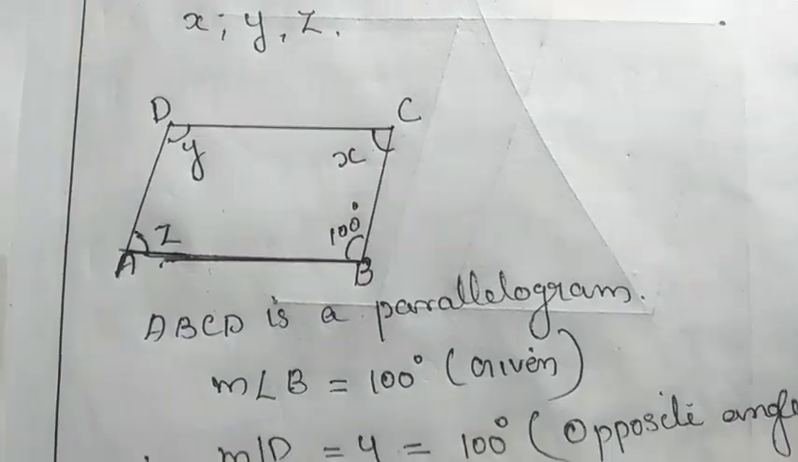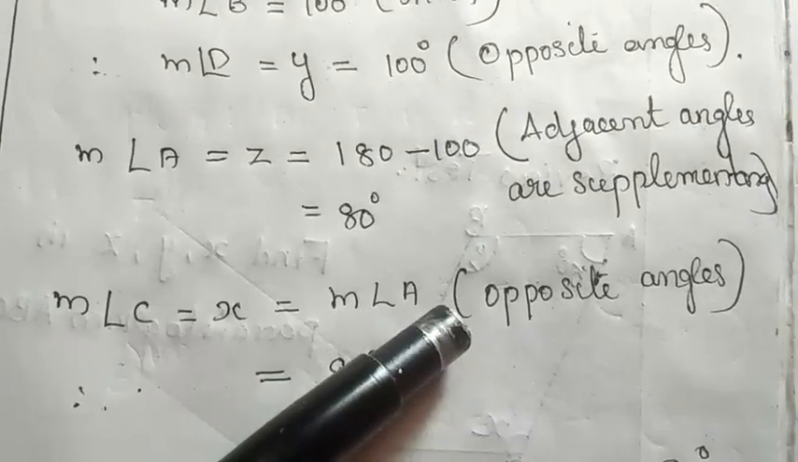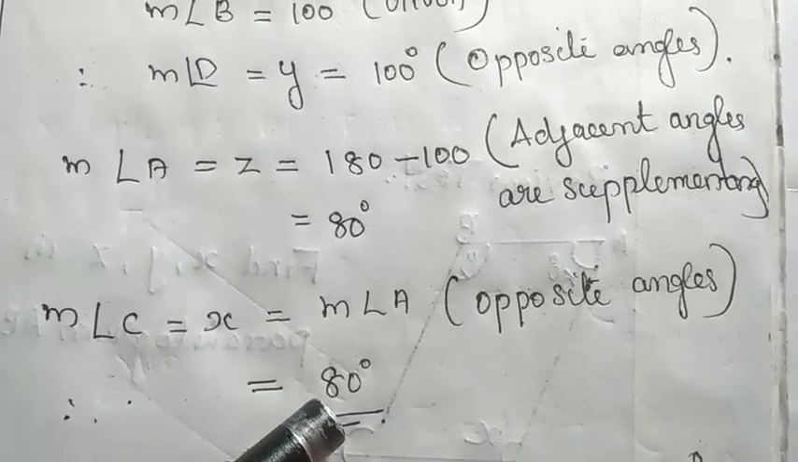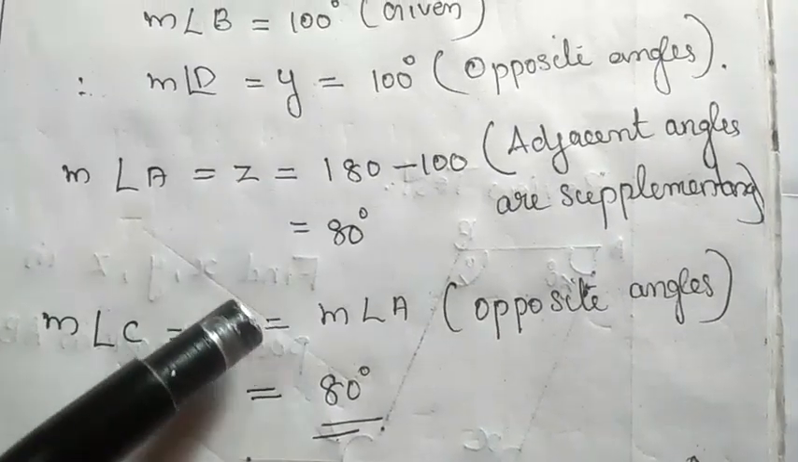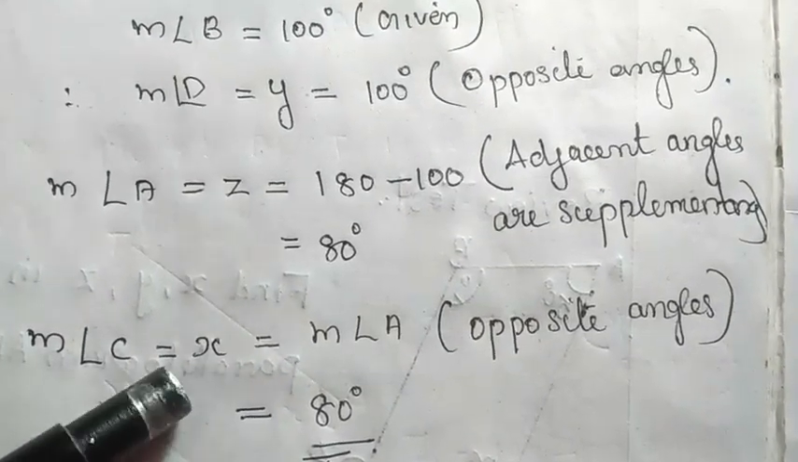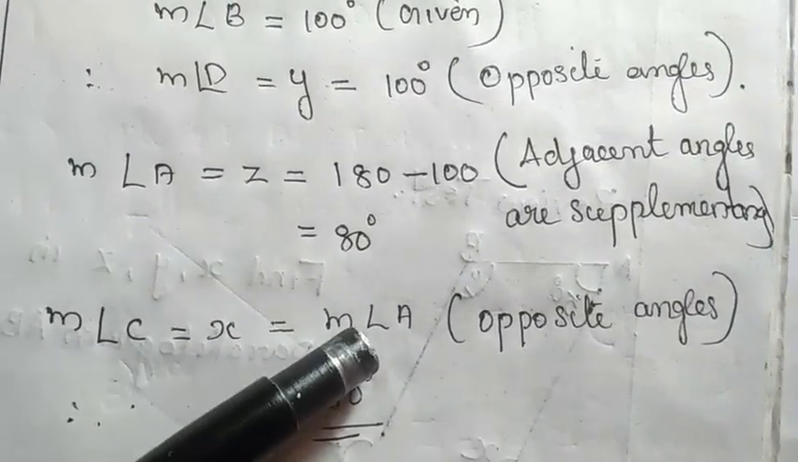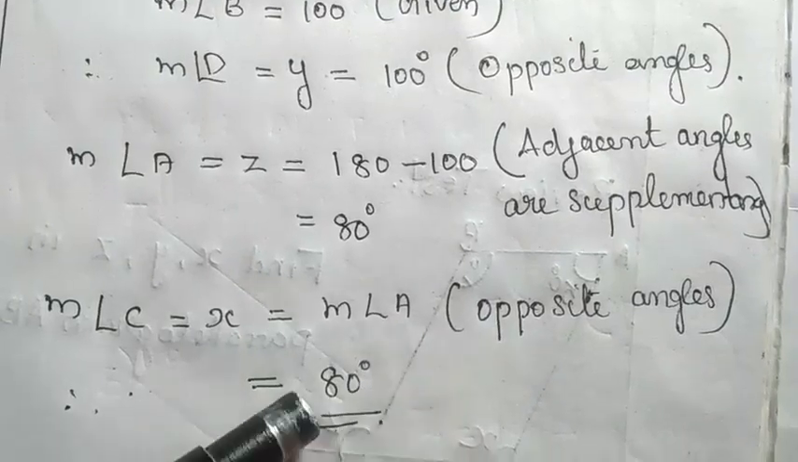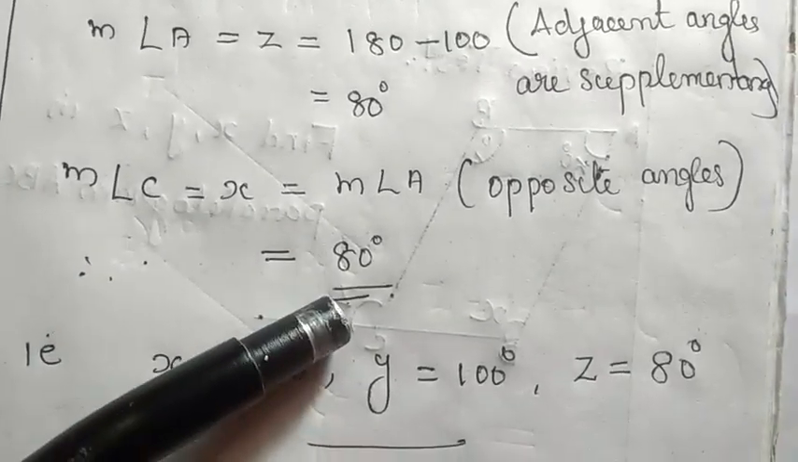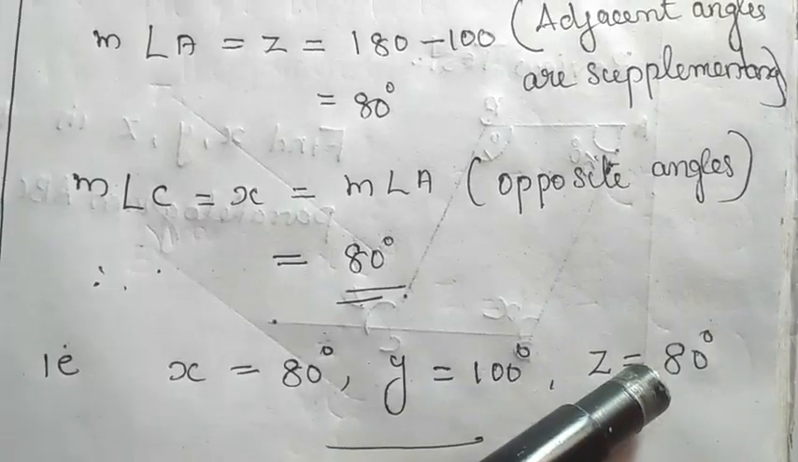Next, we will go for measure of angle C. X equal to measure of angle A, that means opposite angles, that is equal to 80 degree. Okay. So, here we got Z and Y. Then we have to find X. X equal to measure of angle A, that means X equal to Z itself. They are opposite angles. That means Z we got 80 degree, therefore X is also 80 degree. That is X equal to 80 degree, Y equal to 100 degree, Z equal to 80 degree.